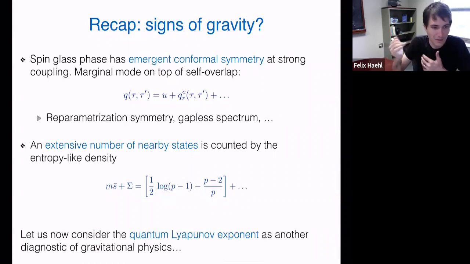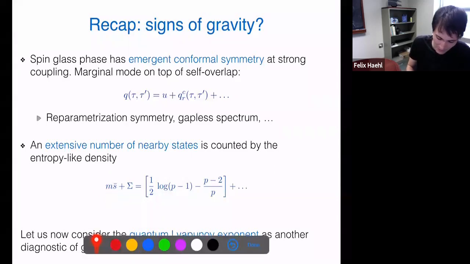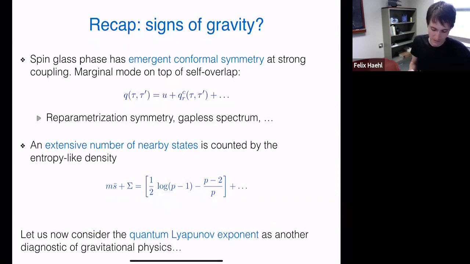So there's a reparametrization symmetry, the spectrum is gapless, and so on. And also there's an extensive number of nearby states, similar to the entropy we talked about in the beginning. But now we have to consider this generalized quantity, which is not just the entropy density, but also this complexity that accounts for this large number of states.